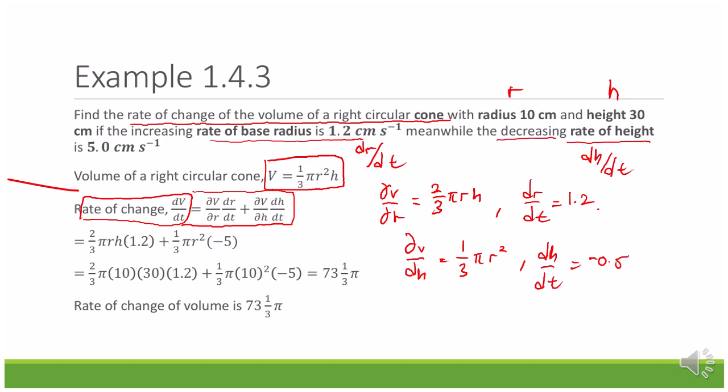Okay, so we substitute all the values inside, as we know that this will be the differentiation, and let's say r is 10 and h is 30. Then this is dr/dt, plus 1/3 pi r squared times dh/dt. Okay, so this will be our answer. So the rate of change of the volume is 73 times 1/3 times pi.